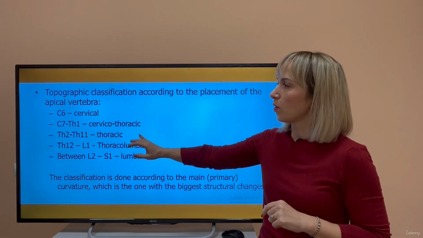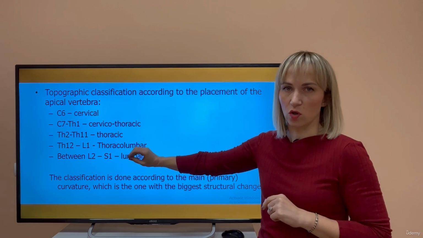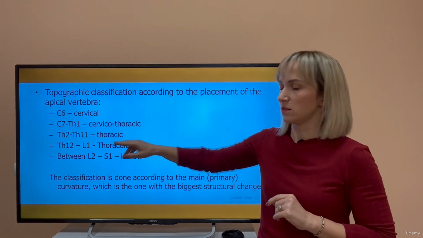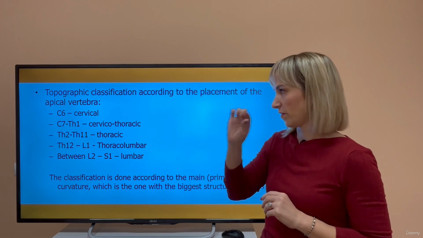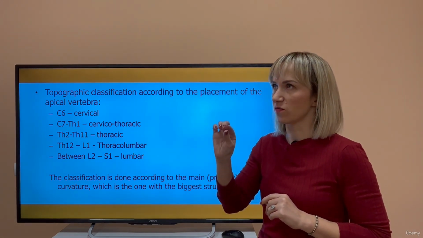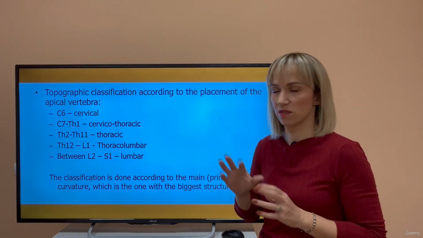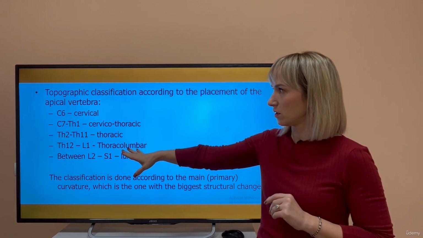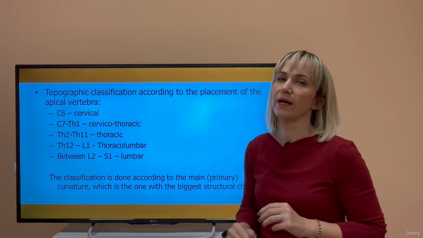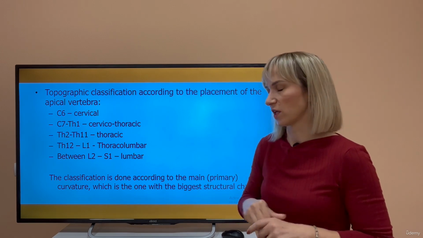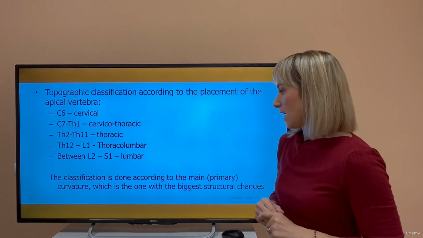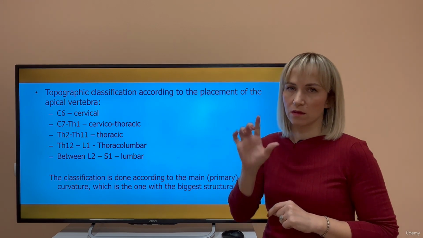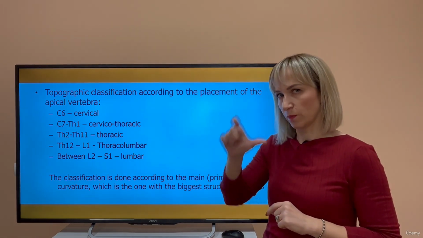The most common topographic classification of scoliosis is the thoracic spine, which is between T2 and T11, and the apical vertebra most of the time is at T6 or T7. Then we have the thoracolumbar classification and the lumbar topographic classification of the scoliosis. So the classification is done according to the main curvature, where the Cobb angle is bigger.